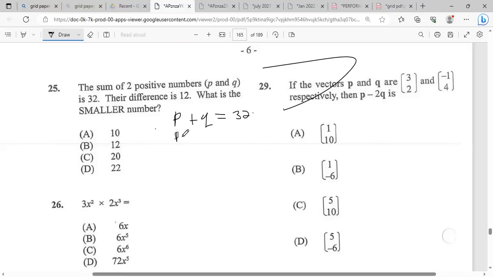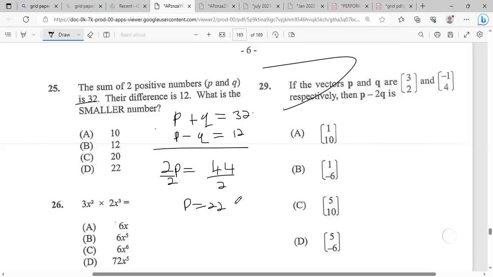And then the difference would be P minus Q equal to 12. All right, if we add, we get rid of the Q right away. So this gives us 2P, the Q goes to 0, and then we add this, so that gives you 44. Now we divide by 2 to give you the value of P. So P is equal to 22. Now, what plus 22 will give you 32? That would be 10. So the smaller number would be 10.